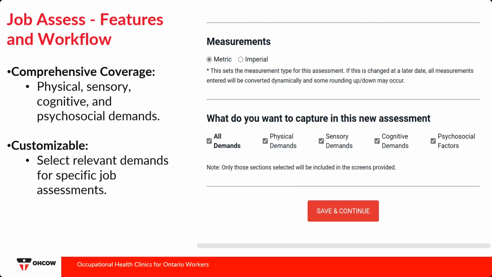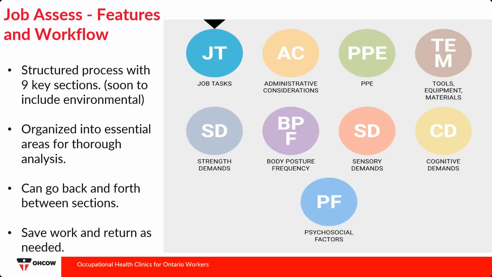So the JobAssess itself, the features, again, we wanted to be as comprehensive as possible, including as many of these categories as we could. But we also wanted it to be very customizable and relevant for specific jobs. You don't want to have to fill out everything if it doesn't apply for that job. So even at the start of the assessment, when you're initially going through, you can select if it's metric or imperial, then you can go to the demands and select, okay, I want to do every single demand, or I only want to look at the psychosocial factors within this particular role. So you can kind of make it more streamlined if it needs to be.